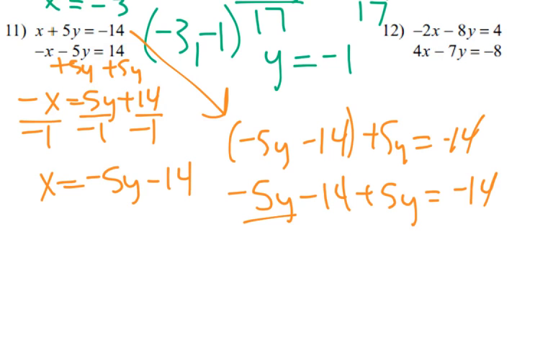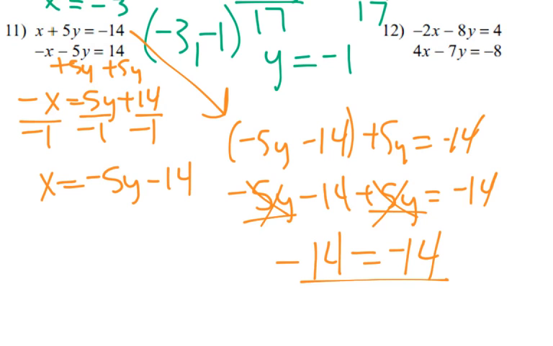Now, negative 5y, positive 5y will cancel out, so we get rid of our variables. Negative 14 equals negative 14. That is true, so that means we have infinite solutions.